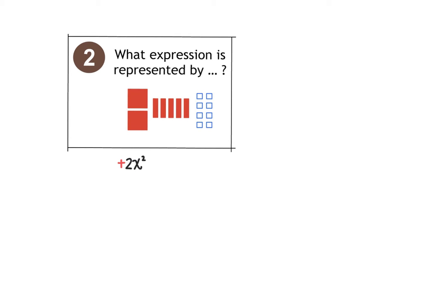We have 5 of the rectangles, or 5x. It's positive because they're red. And then finally, we'll have 8 number tiles. So we'll have the number 8, and it will be represented by a negative because they are blue. Altogether, this expression represents 2x squared plus 5x minus 8.